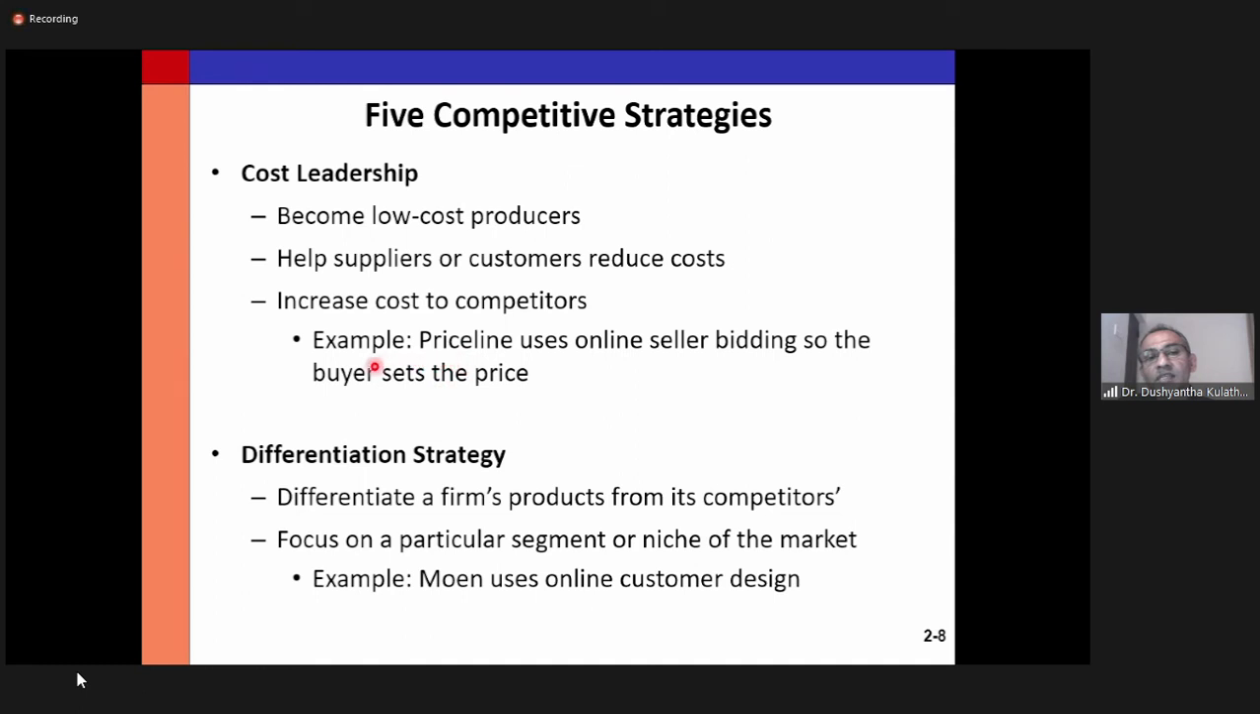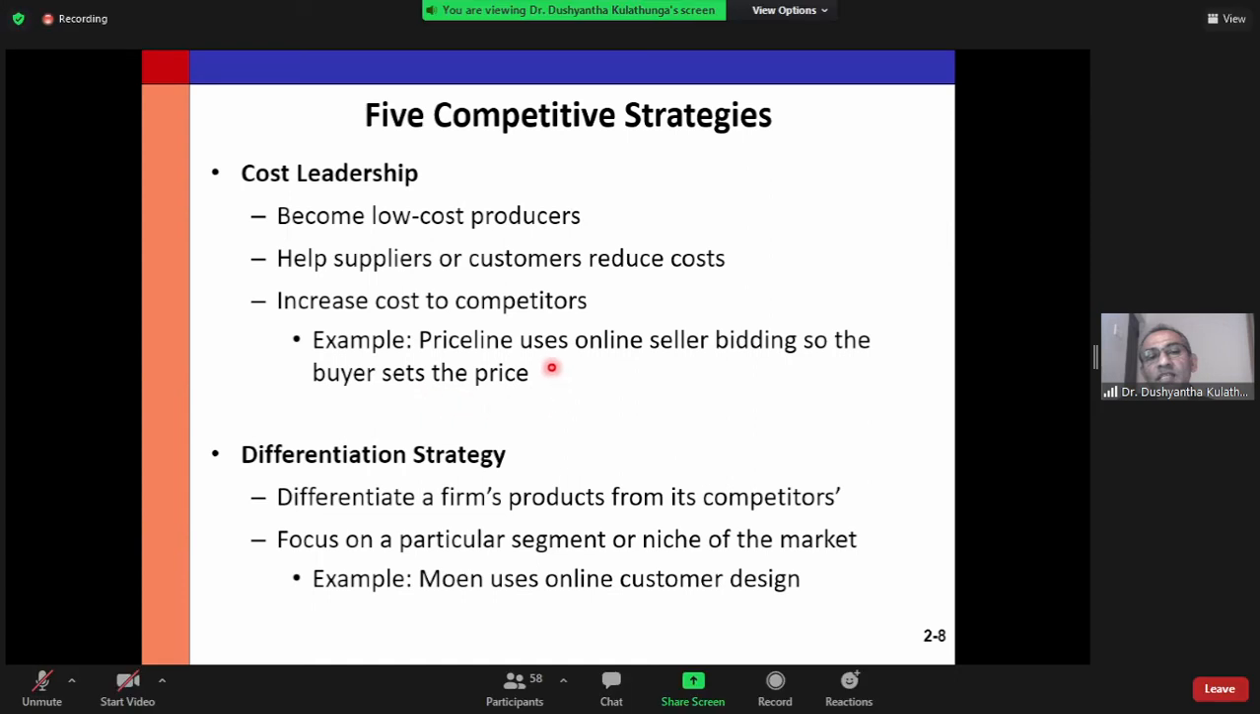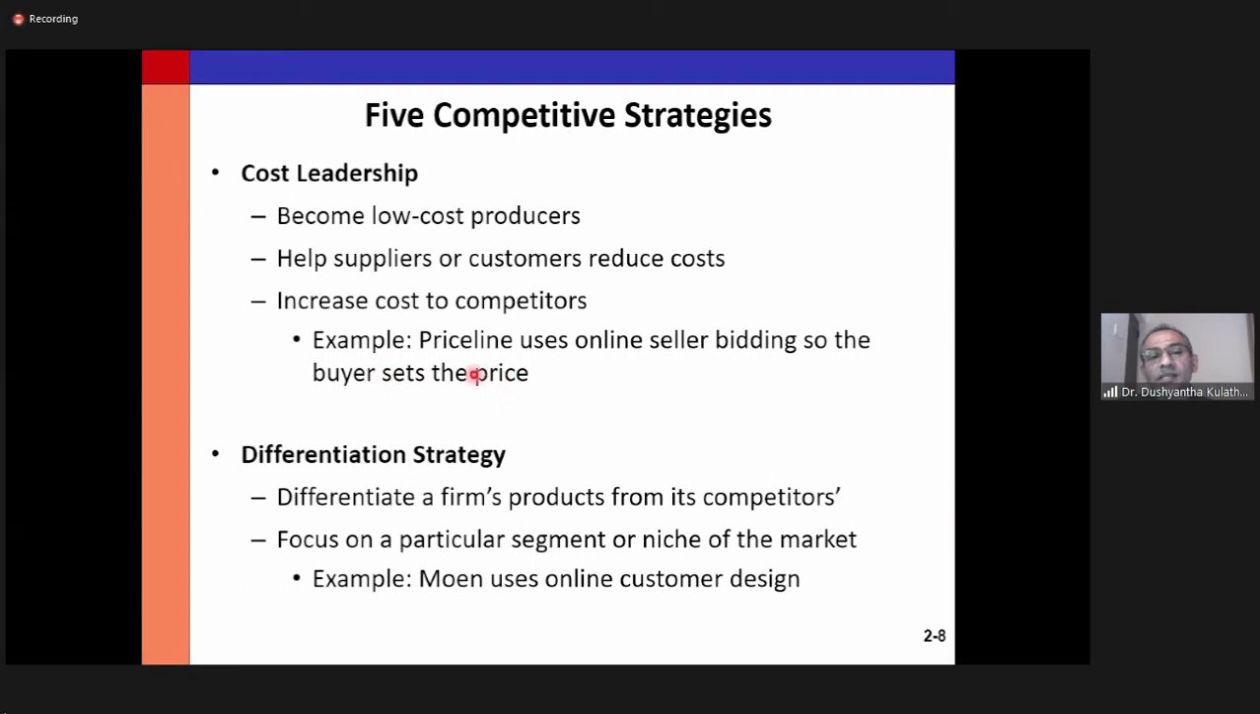Now, suppose a particular buyer wants to travel from one place to another destination, and he needs to buy an air ticket. Usually there is a fixed price for these air tickets. The price can vary on different days, but when you go to a particular site at a particular point of time, there is a fixed price. So if the customer feels that the price is too high, then Priceline gives the buyer an opportunity to set the price at which he wishes to buy this air ticket.